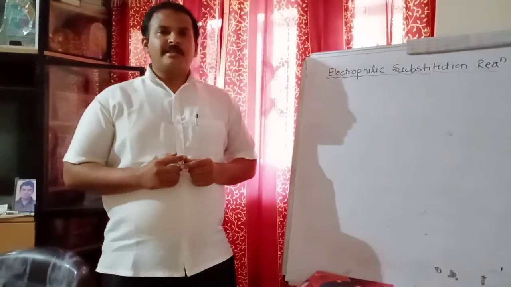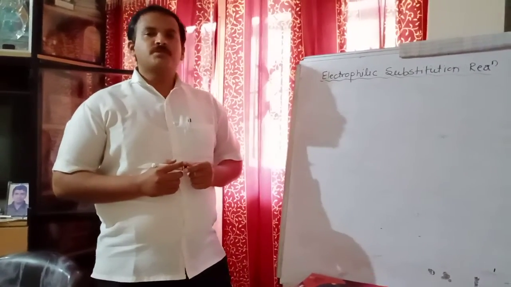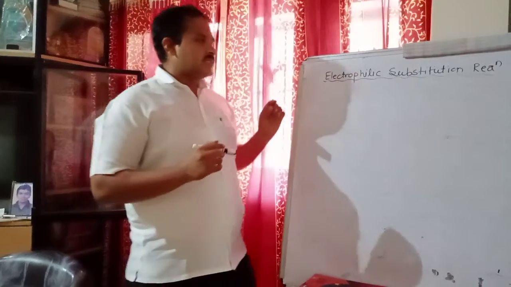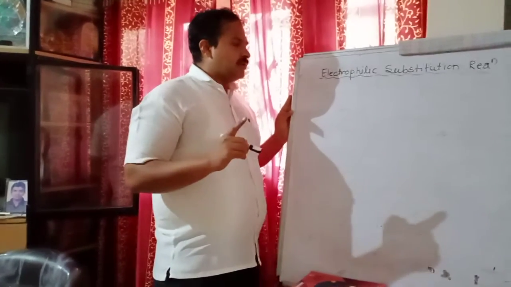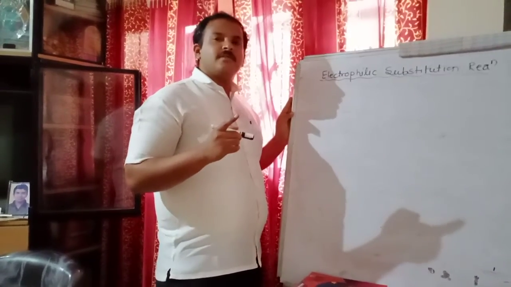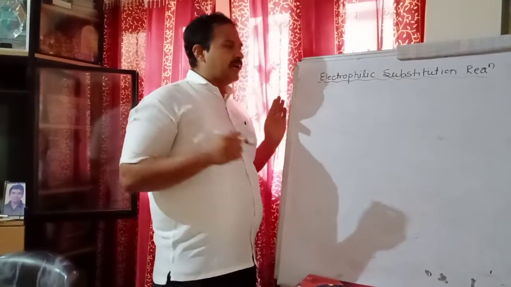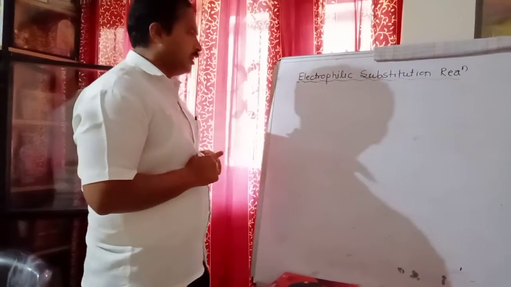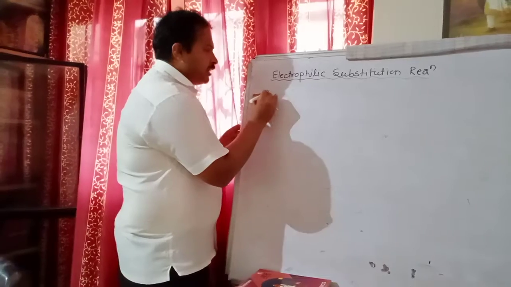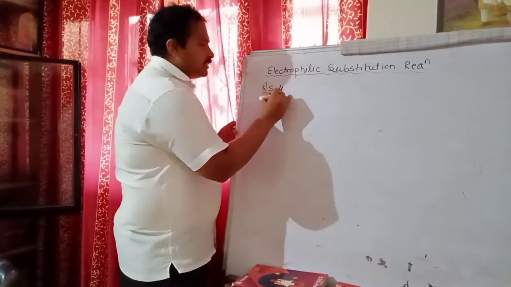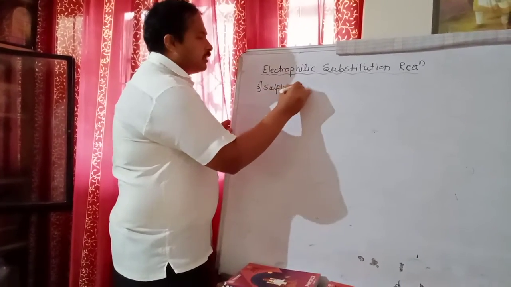Hello students, in the previous lecture we have seen the electrophilic substitution reaction. Two reactions: first, the halogenation of chlorobenzene, and second, the nitration of chlorobenzene, and we get ortho and para substituted products. Okay students, next reaction. The name of the reaction is sulfonation.